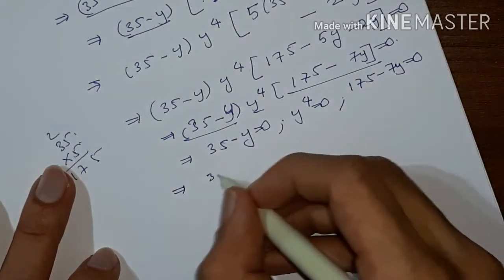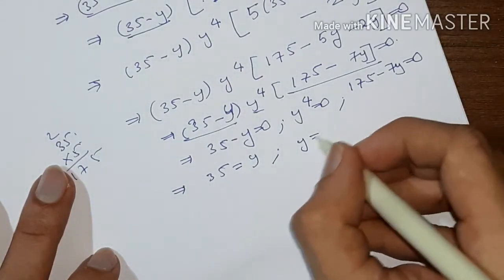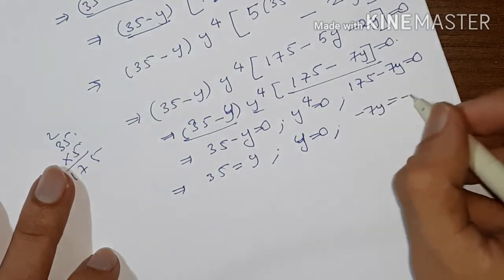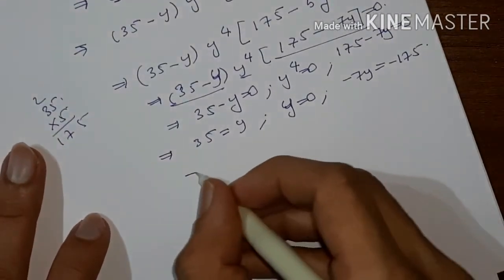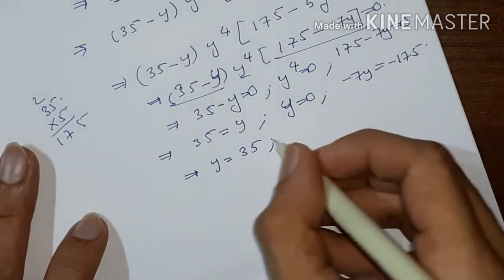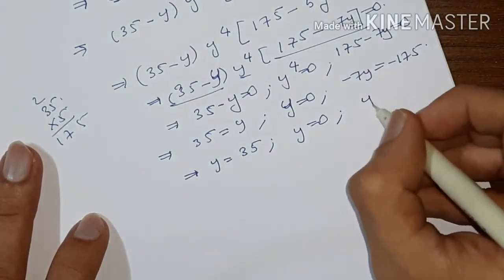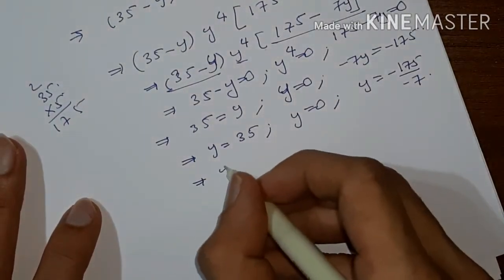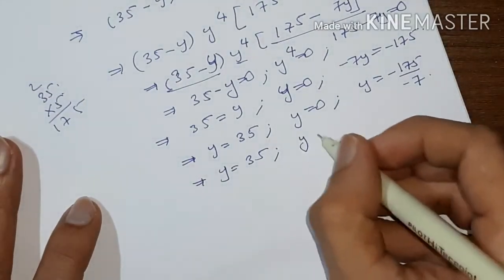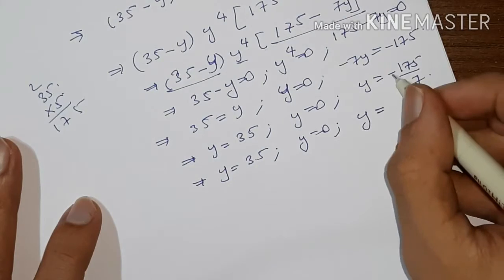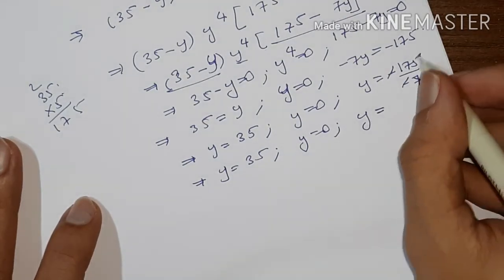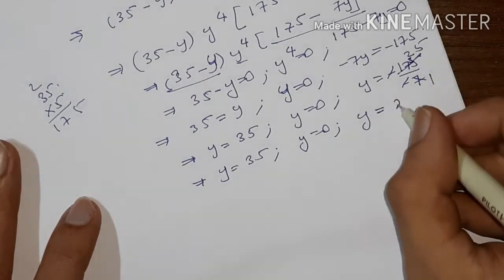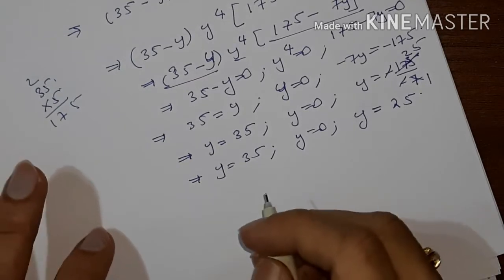So from here, 35 minus y is equal to 0, right, and minus 7y is equal to minus 175, okay. So y is equal to 35 or y is equal to 0 or y is equal to minus 175 divided by 7. So y is equal to 35, right, y equal to 0 or y equal to, minus gets cancelled, 7 ones are 7, then 7 twos are 14, 3 remains and 5, so 25, okay.